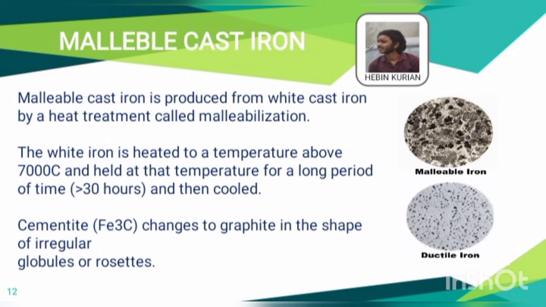First of all, we discuss the production. The malleable cast iron is produced from white iron castings using a heat treatment process known as malleabilizing. In this process, the white iron is heated above 700 degrees Celsius and held at this temperature for a longer period of time and then cooled. During this process, cementite in the white iron decomposes into graphitic carbon in the shape of irregular shaped globules.